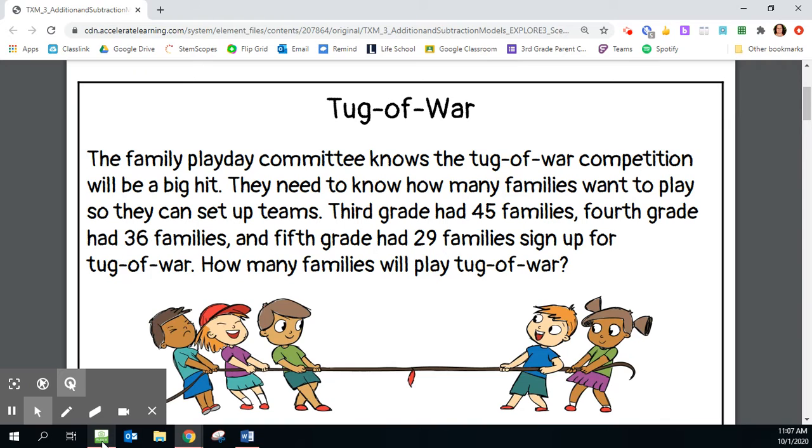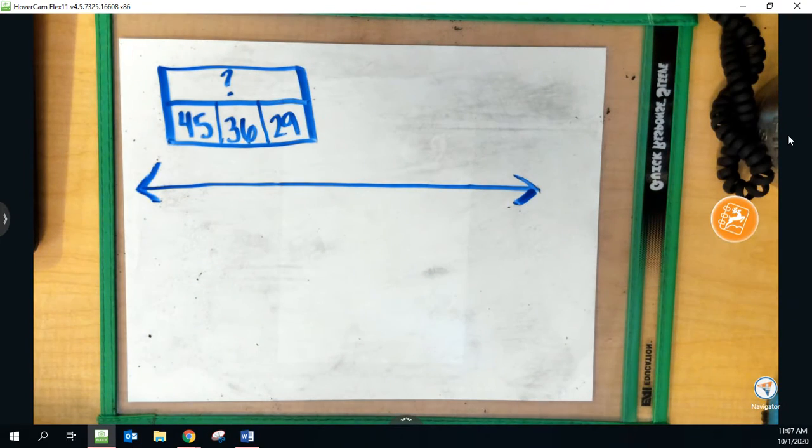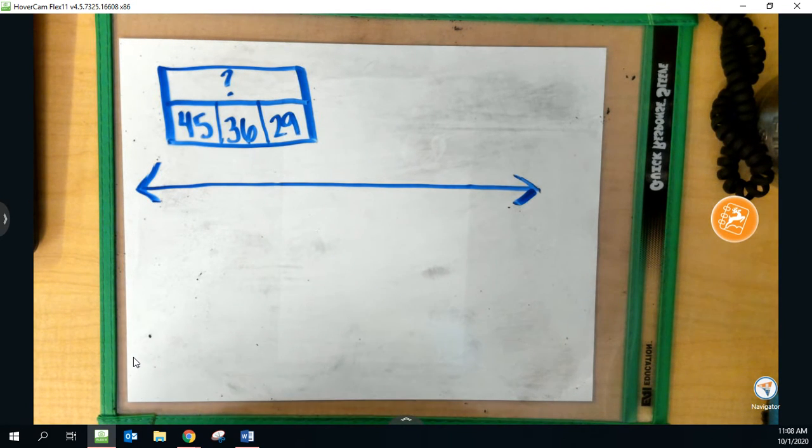Now, underneath your strip diagram, I want you to draw a number line. Underneath, I want you to draw your number line. Do we need to start at 0 on this number line? No. Why not? Draven? Because our number starts at 45. Well, we have 45, we have 36, and we have 29, right? What do we know about addition? Draven? That when you're adding, you are looking for the sum. You're looking for the sum, so you're putting them together.